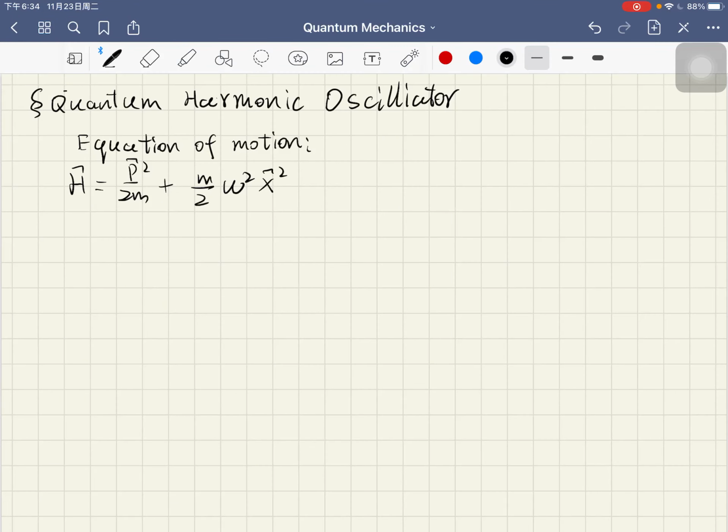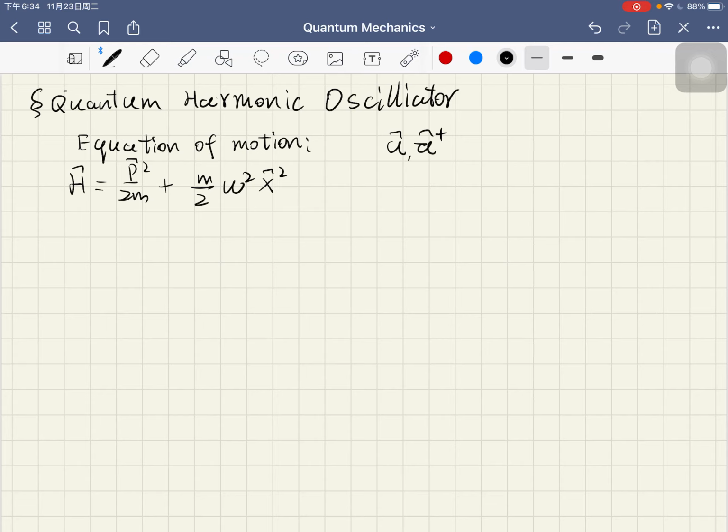Hello everybody. Today I will discuss the quantum harmonic oscillator. I will introduce the equation of motion approach to derive the ladder operators a and a dagger.